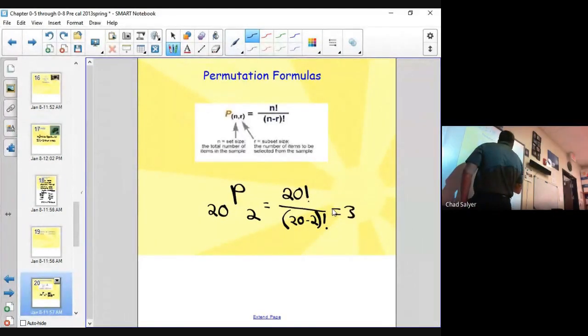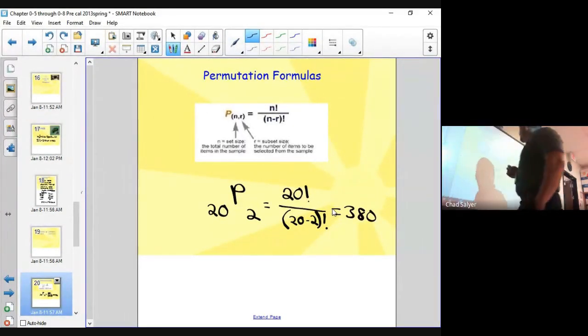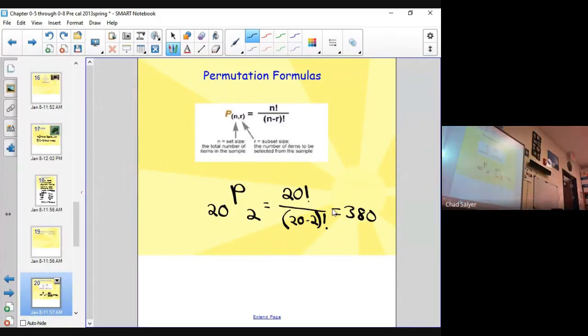Now, lucky for you guys, your TI calculators can do these without the formula. So you don't need to have the formula memorized. Let me share the whole screen and I'll demonstrate how to do that.